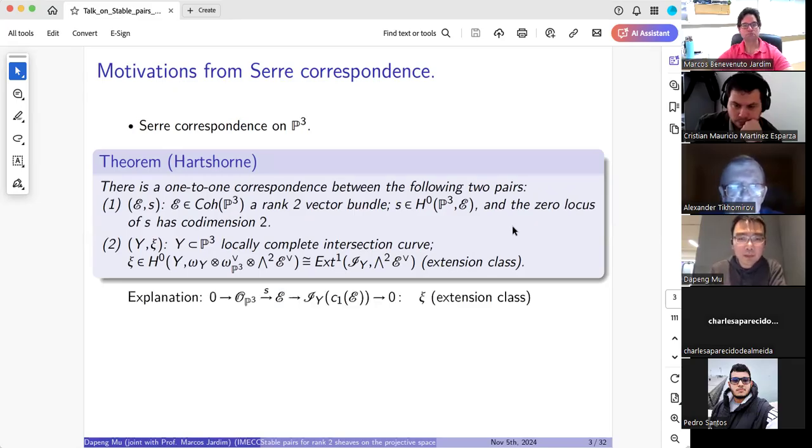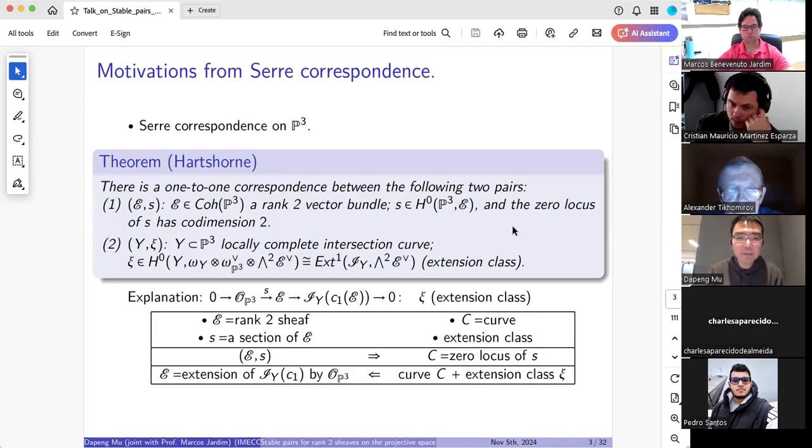Simply speaking, I can explain in the following way. Let's look at this exact sequence. Suppose the co-kernel of the section is torsion-free. In this case, it's rank 1 torsion-free, so it has to be a twisted ideal sheaf. If I want to go from a sheaf with a section to a curve, then the curve is basically the 0 locus of the section. Conversely, if I start from a curve, then the sheaf would be the extension of the ideal with O. So this is basically the correspondence.